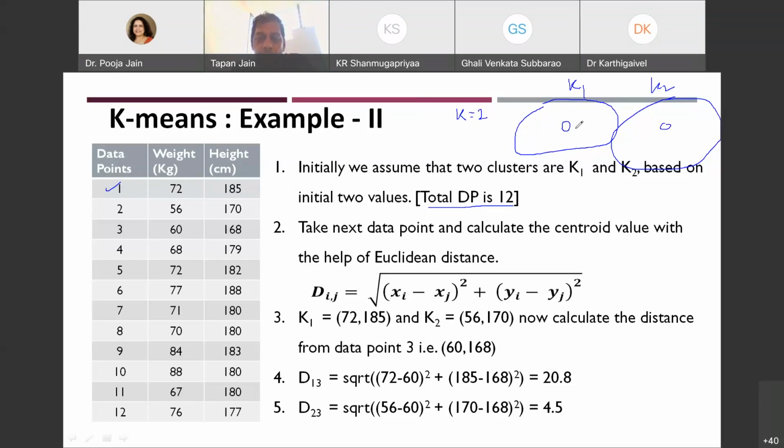So the centroid value of the first data point is 72,185, and the cluster 2 centroid value is 56,170. Now this has become our cluster head 1 and this has become cluster head 2. Initially we assume that. Now a new data point comes into the picture, that is data point 3. First we calculate the distance from cluster head 1 and cluster head 2, the centroids of each cluster. First we calculate the distance D13.